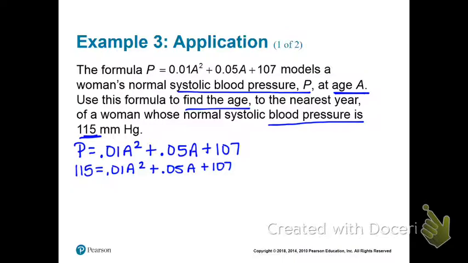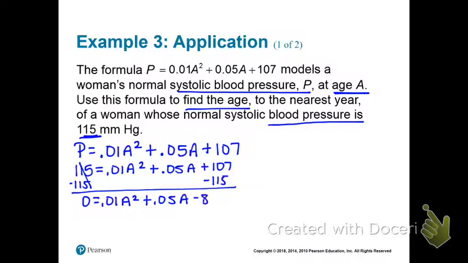the quadratic formula. All right, but in order to do the quadratic formula, remember your equation has to be equal to 0. So I'm going to subtract that 115. So I get 0 equals 0.01 a squared plus 0.05 a minus 8. And if I'm going to do the quadratic formula, I need to identify then my a, b, and c. So a is going to be the 0.01, b is going to be the 0.05, and c is our constant with no x, or no a in this case, which is -8.